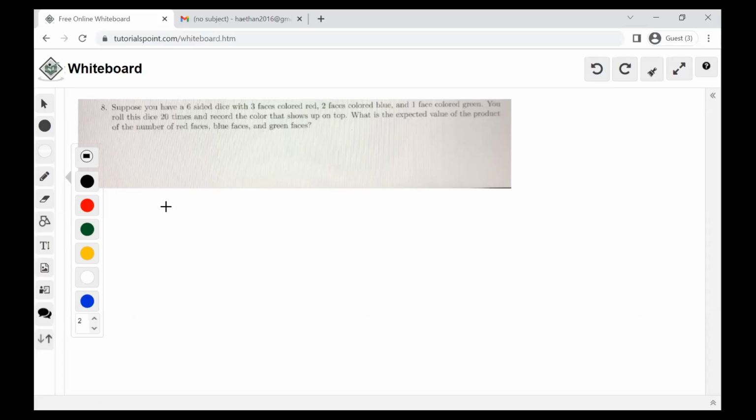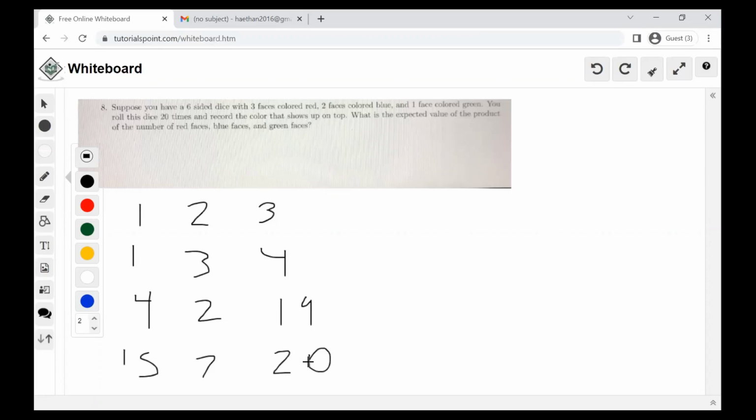Instead, the way we can do this is we can consider each triple. So for example, we can have the first roll be red, the second roll be blue, the third be green, or the first one be red, the third be blue, or the fourth be green, or the 15th be red, the 7th be blue, and the 20th be green, right? There's a lot of other possibilities, but we can consider for each triple what's the probability.